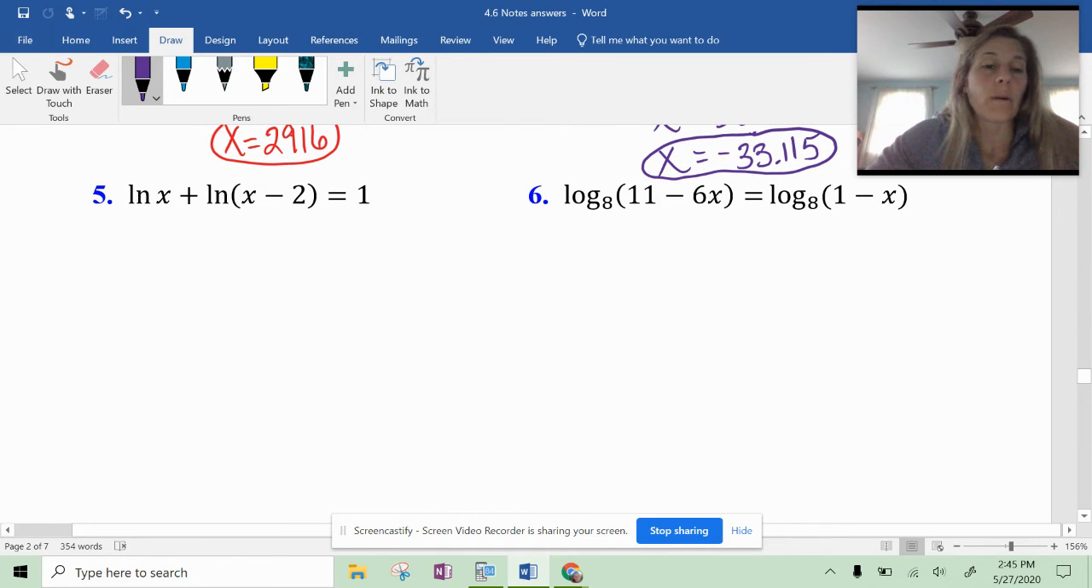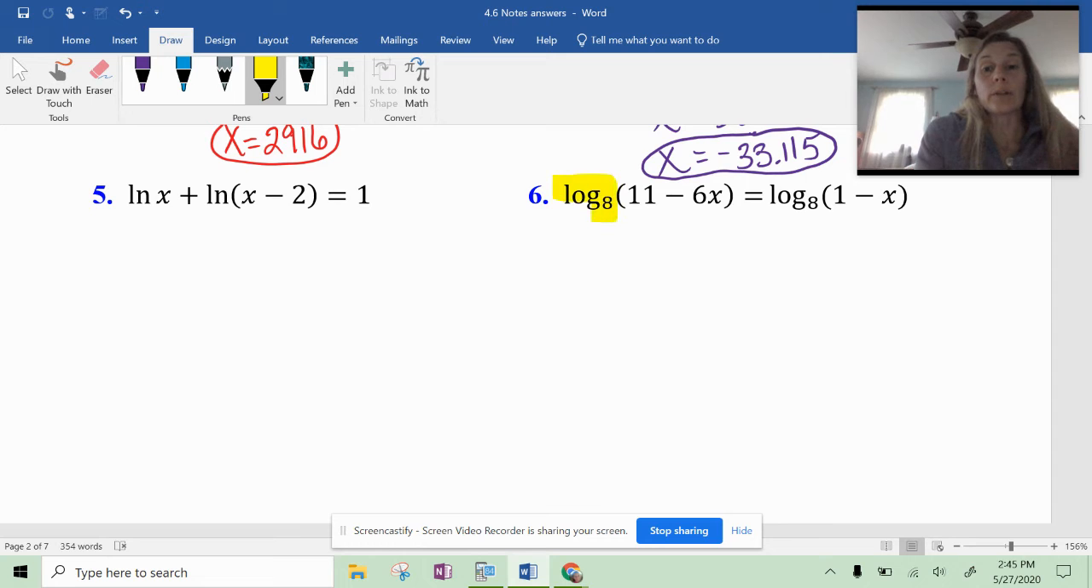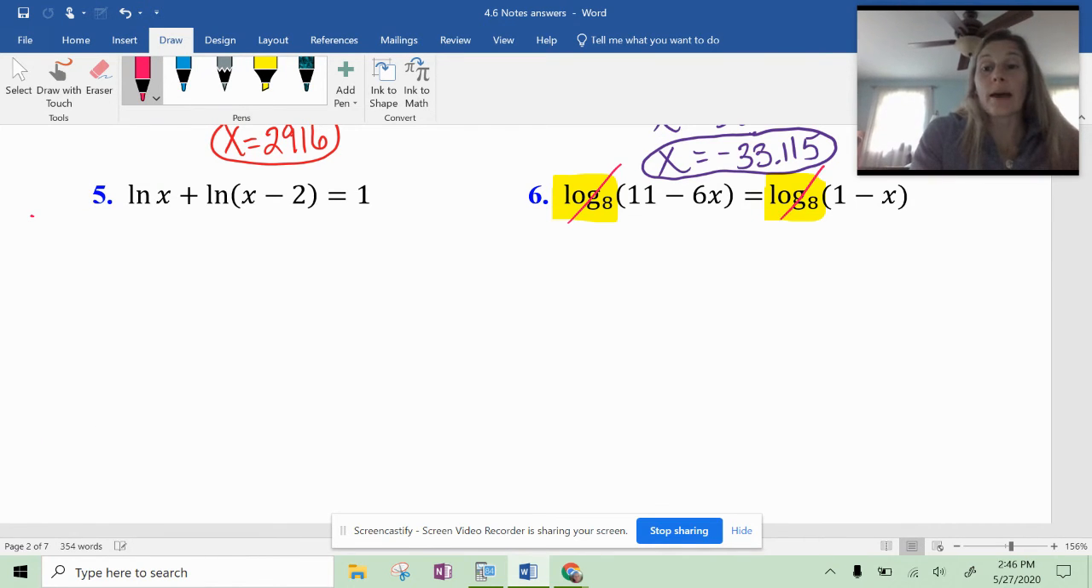Okay, so now number 5, I'm going to actually go to 6 and I'll go back to 5. So number 6 again is one of those problems where you have 2 logs, but there's one on each side of the problem. So it's actually quite easy because you're just going to cancel them out. So both of these cancel out. You're just left with 11 minus 6x equals 1 minus x. And then you continue to solve from there.